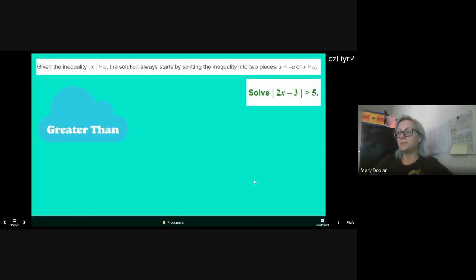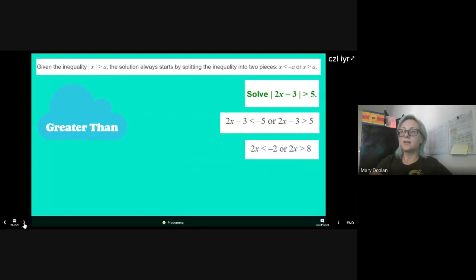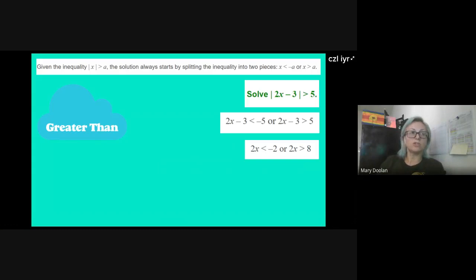For example, the absolute value of 2x minus 3 is greater than 5. We're going to use this rule right above here to come up with the two inequalities: 2x minus 3 is less than -5, looking at less than -a, or 2x minus 3 is greater than +a. We're going to solve these two inequalities at the same time. We're solving two problems at the same time.